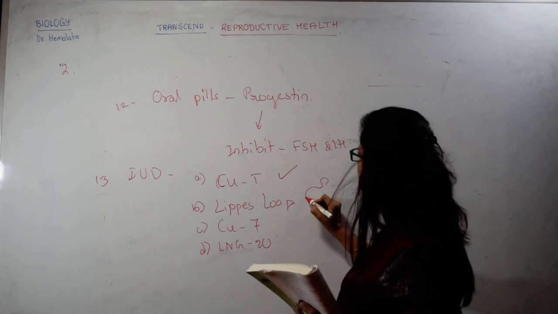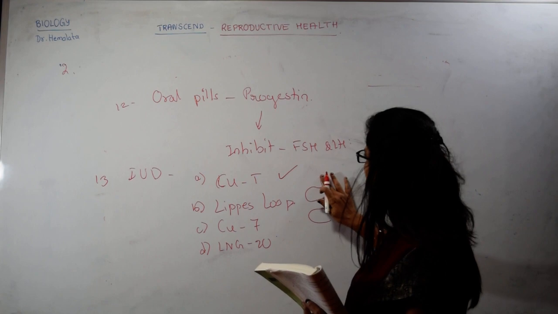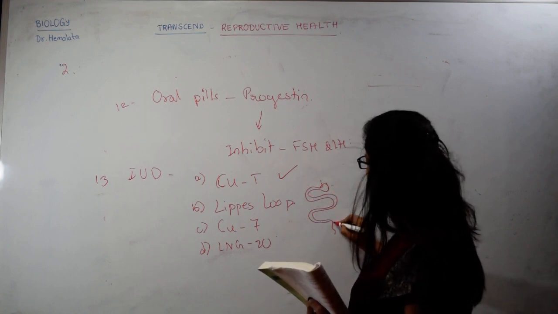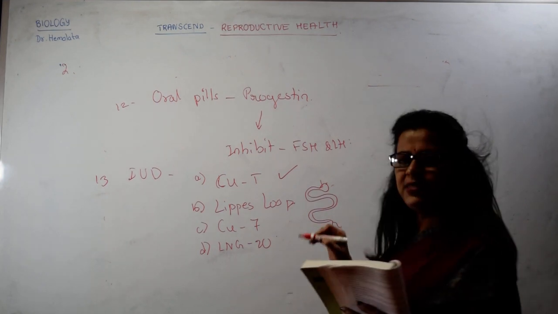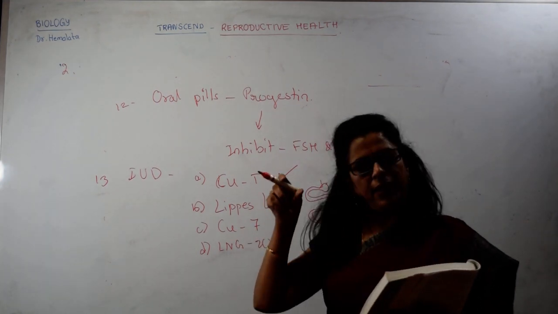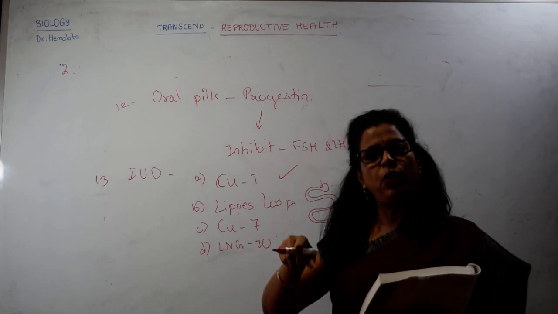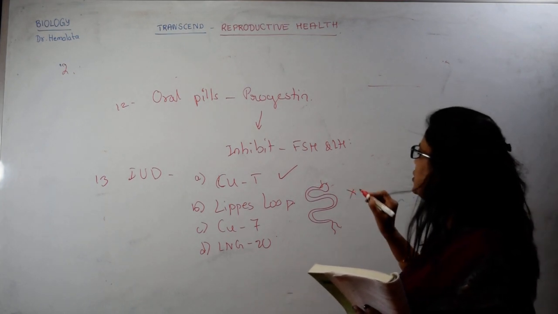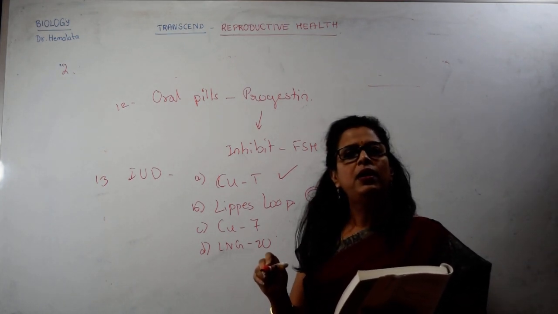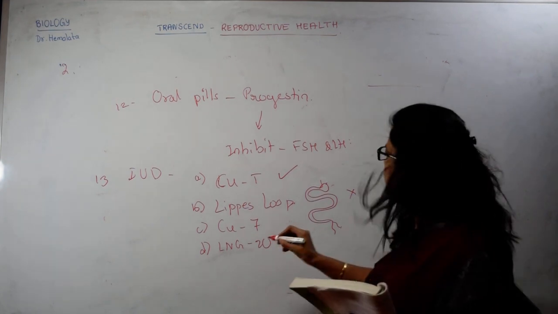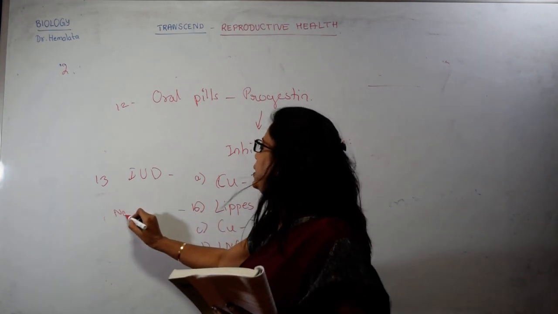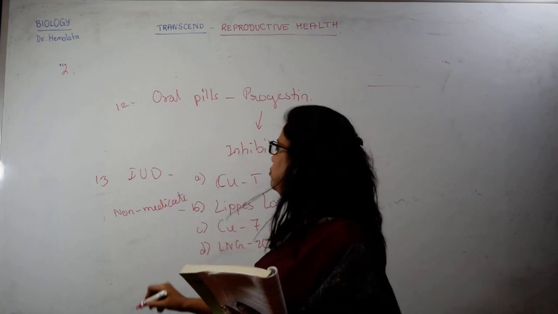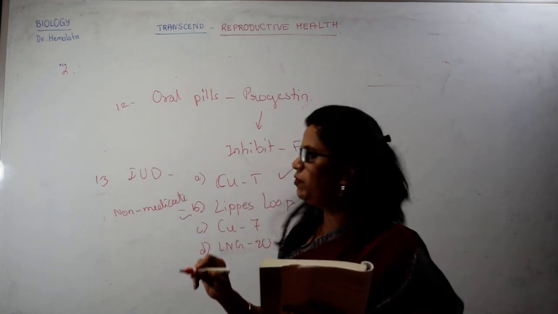It will look somewhat like this, and it is a plastic one, attached to the uterus. Once such things are in the uterus, they are directly attached to the endometrial wall, so that implantation is avoided. This does not produce any chemicals or anything like that. It will only avoid implantation. So this is the non-medicated loop or IUD. Therefore, this is the right option for that question.